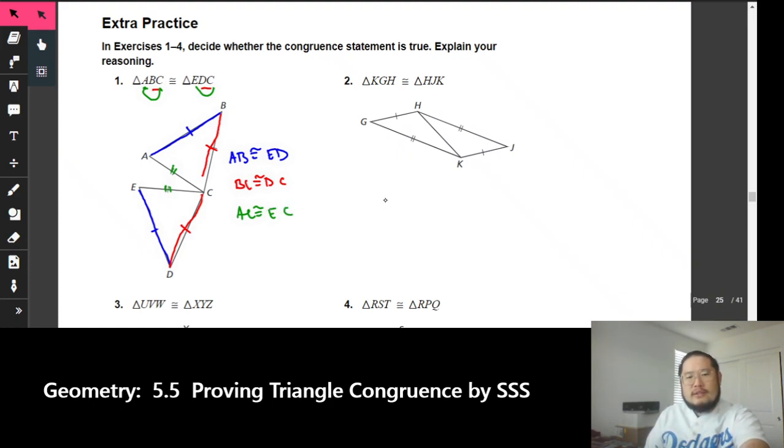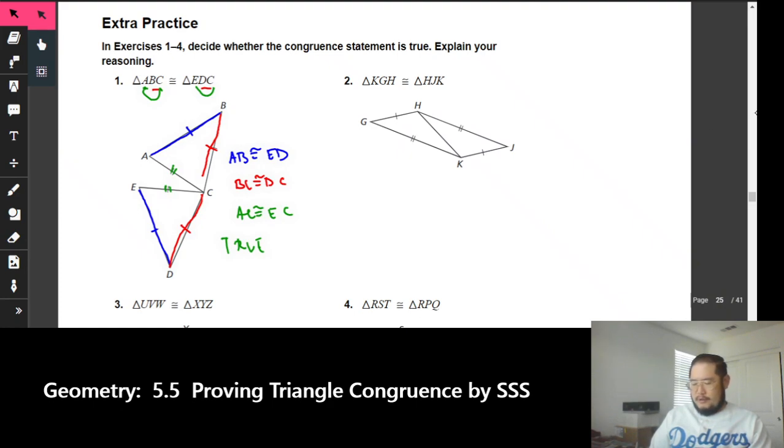And so since we have three sides of each triangle to be congruent, I can go ahead and write my congruent statement right here or decide whether it's true, and that statement happens to be true because all three sides that correspond with each other are congruent. All right.